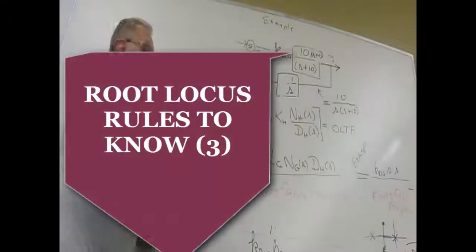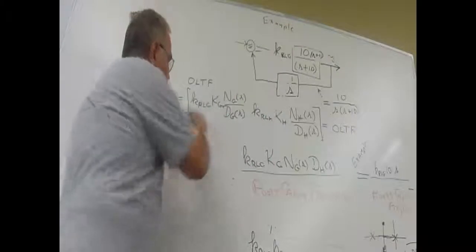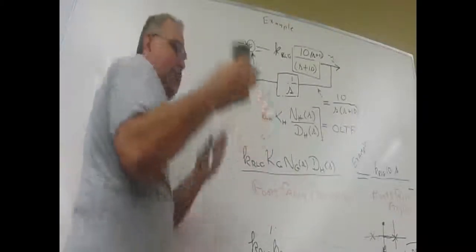And if you do it correctly and do G over 1 plus GH with all the K's and everything, MATLAB will do it properly. But when you're just looking at the root locus program, all you get are the roots. Here's how you would plot the root locus by hand. And you only have to know 3 rules, right? And the 3 rules are going to be popped right out.